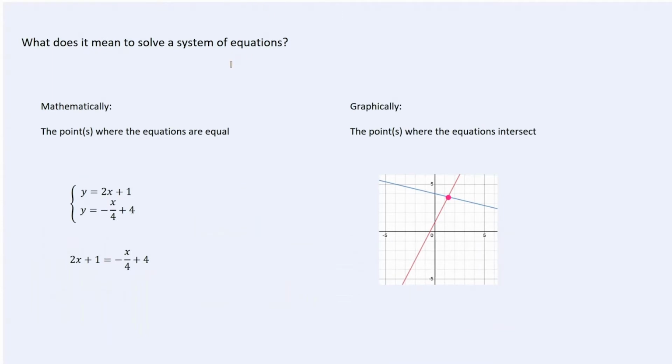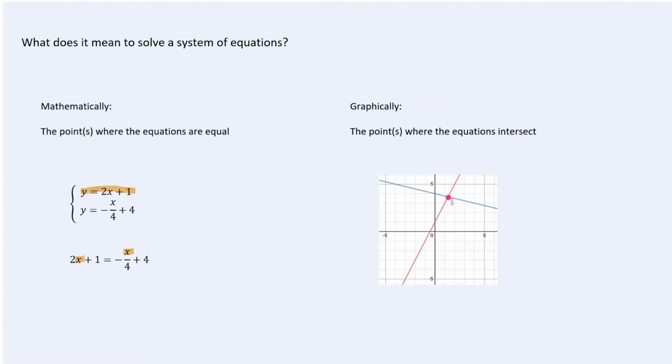So, what does it mean to solve a system of equations? Mathematically, it means that you're finding the point where the equations are equal. If you're given, say, these two equations, you can set them equal to each other because y equals y, so therefore 2x plus 1 will equal negative x over 4 plus 4.